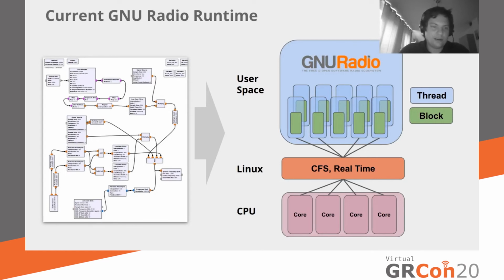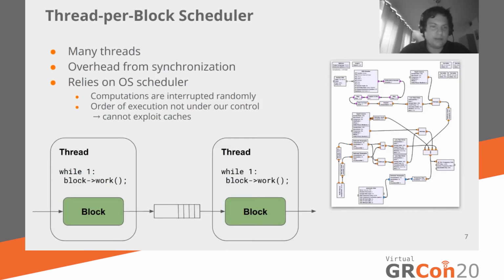The reason is that operating system schedulers are actually really, really good. But this approach also has some limitations that cannot easily be overcome. One of them is that you usually have a lot of threads. So on the right-hand side, you have an FM RDS transmitter, and even though this is a very simple technology, it already results in quite a lot of blocks, and with this, quite a lot of threads.